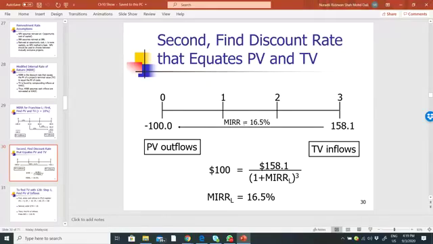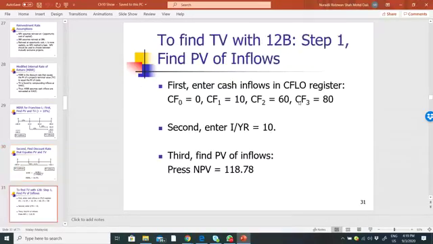Then only do you discount it at the rate we call the MIRR. So 158.1 divided by 1 plus MIRR to the power of 3 equals 100. Then you can calculate to get the MIRR, which is 16.5%. So this is MIRR.